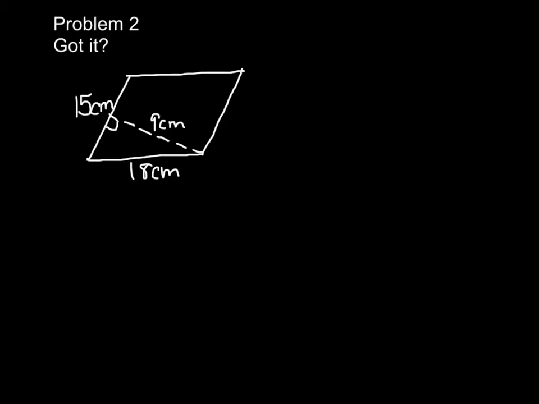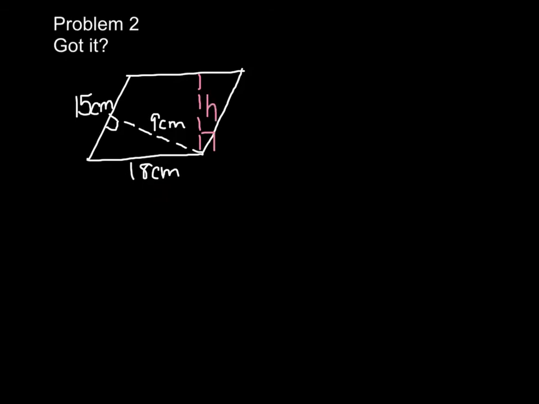In problem 2, we're going to be finding a missing dimension. So in our got it, it says a parallelogram has sides of length 15 and 18. The height corresponding to a 15 centimeter base is 9. What is the height corresponding to an 18 centimeter base? As you can see, I have drawn this picture. It says we have sides of 15 and 18, and the 15 centimeter base has a height of 9 centimeters. Now the 9 centimeters I could have drawn up here, down here, it doesn't matter. But what I need to find is the height corresponding to the 18 centimeter base.